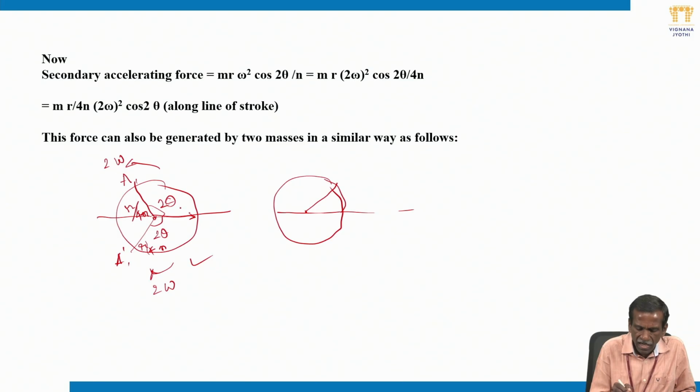Direct crank, reverse crank, 2 theta is the initial angle of the direct crank; in the opposite direction it is rotating with 2 omega, the reverse crank also, OA 1 dash. So along the line of stroke, the centrifugal force along the line of stroke of these components of direct and reverse crank is equal to the required amount of secondary unbalanced force to be balanced. Okay, it's all right.